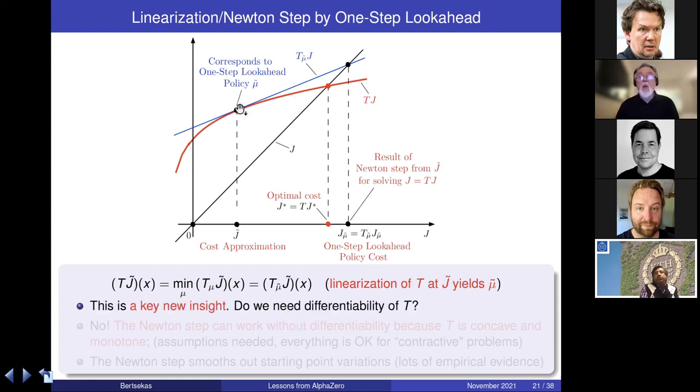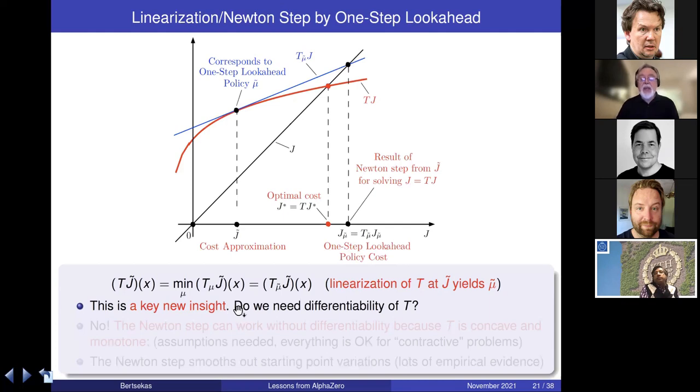So how do we represent the cost function of this look ahead policy? Well, it is simply the intersection of this blue line with a 45 degree line, and it gives you J mu tilde as the fixed point of T mu tilde. So we start with this cost approximation, and we end up with this one step look ahead policy cost. And you can see that it is an honest to goodness Newton step.